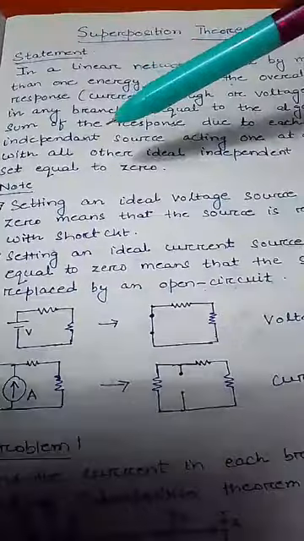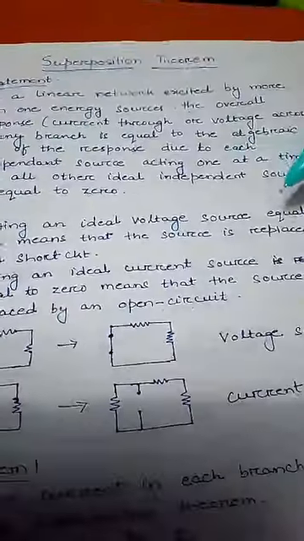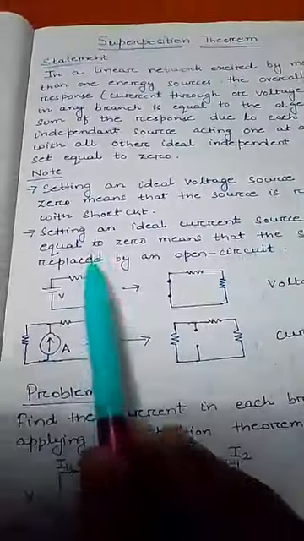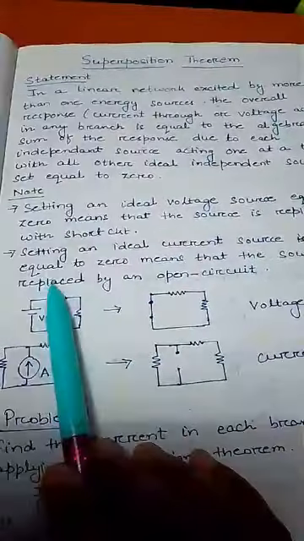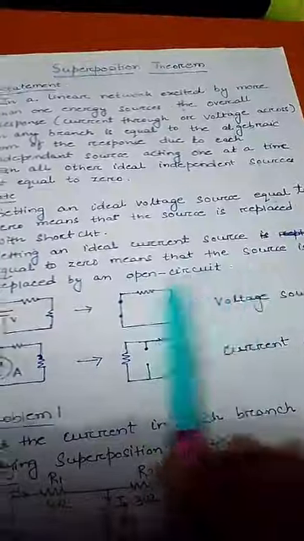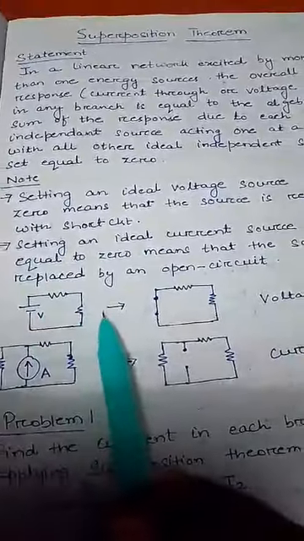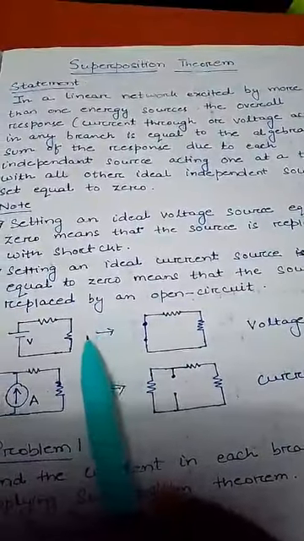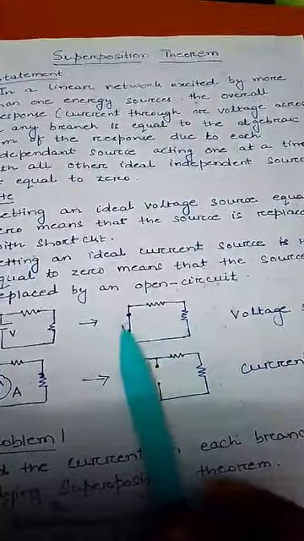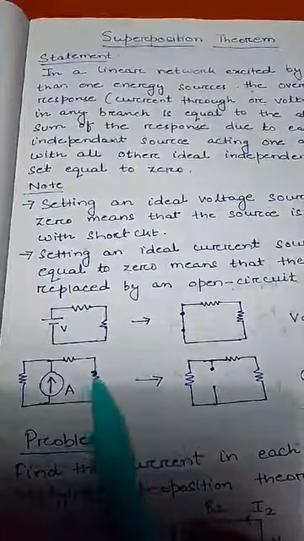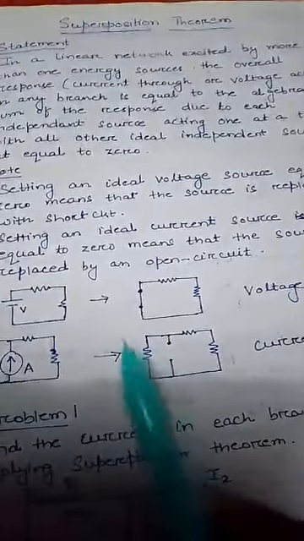That means setting an ideal voltage source equal to 0 means the source is replaced by a short circuit. Setting an ideal current source equal to 0 means the source is replaced by an open circuit. So a voltage source has to be replaced with a short circuit, and if there is an ideal current source, it is replaced with an open circuit.